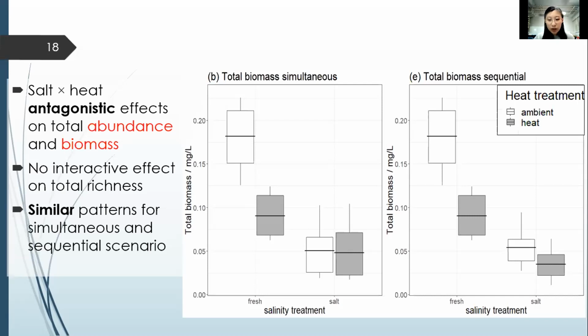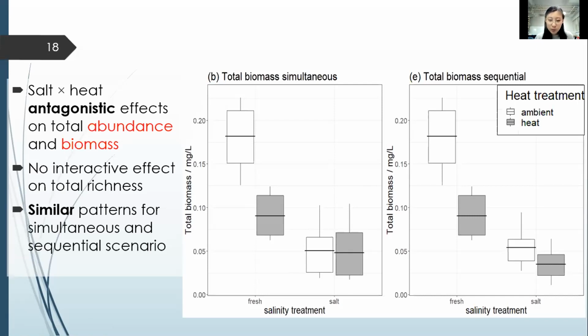So that's why we could see that our combined treatment had similar effects with the salt-only treatment. And for our second question, we didn't find different patterns between the two scenarios.